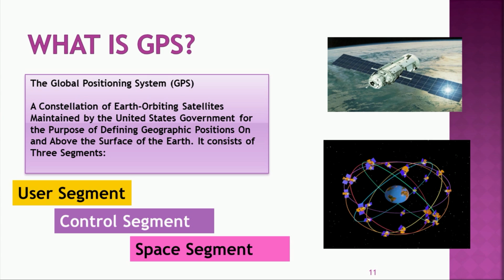Okay, now I want to talk about GPS, the Global Positioning System, a constellation of Earth-orbiting satellites maintained by the United States government for the purpose of defining geographic position on the surface of the Earth. It consists of three segments: the user segment, the control segment and the space segment. Here you can see that GPS satellites send GPS signals to Earth, and using these signals we can use our navigators and GPS devices on Earth.